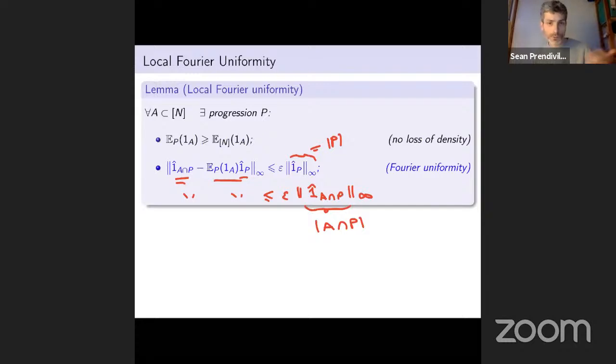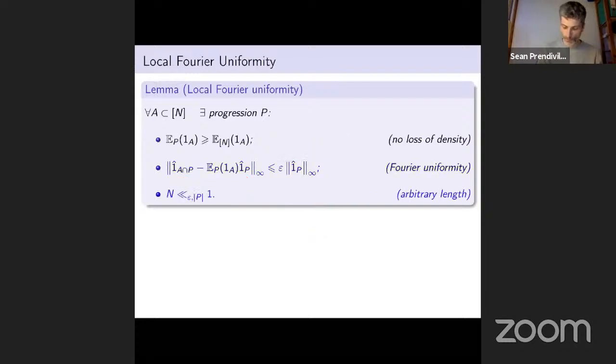So although this local Fourier uniformity lemma seems to apply for all sets of integers, actually it really only has content for dense sets of integers. Okay, so we've got some weak Fourier uniformity, which is only useful for dense sets.